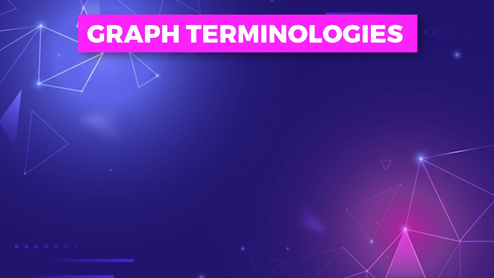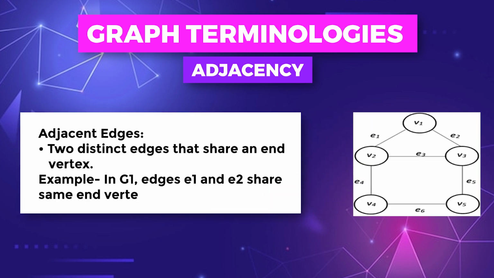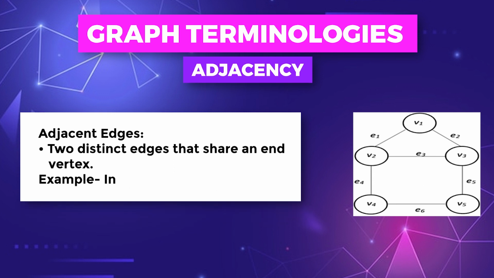There are some terminologies which will be used in the graph traversal. First one, adjacency. Adjacent or neighbor nodes are connected to each other through an edge. Both vertices or nodes are endpoints of the same edge. For example, in graph G1, vertex V1 has two adjacent vertices V2 and V3. Adjacent edges are two distinct edges that share an end vertex. In graph G1, edges E1 and E2 share the same end vertex V1.